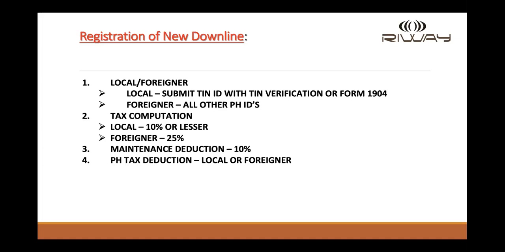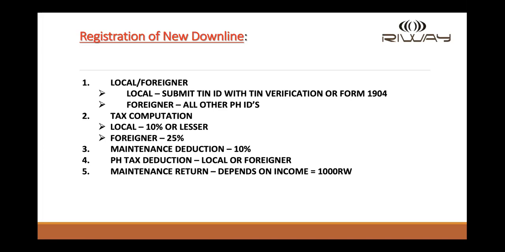That is to say, even though you submit a TIN card, the tax deduction is automatic 25%. Now, your maintenance return depends on your income, and this maintenance return is very interrelated to number 3, maintenance deduction. Take, for example, in the month of December, you are encoded and you are deducted 10% for maintenance deduction.